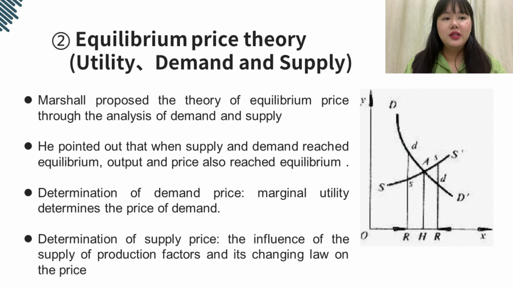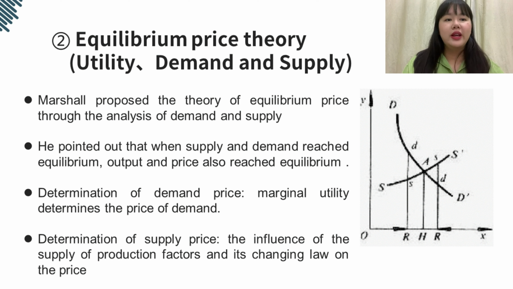About the demand, Marshall thinks marginal utility means the price of demand. As the desire is satisfied, the increase in quantity makes marginal utility decrease and the marginal demand price also decrease. About the supply price, the merchant thinks the main influence is the supply of the production factor, which changes the price. And we can look at this picture.